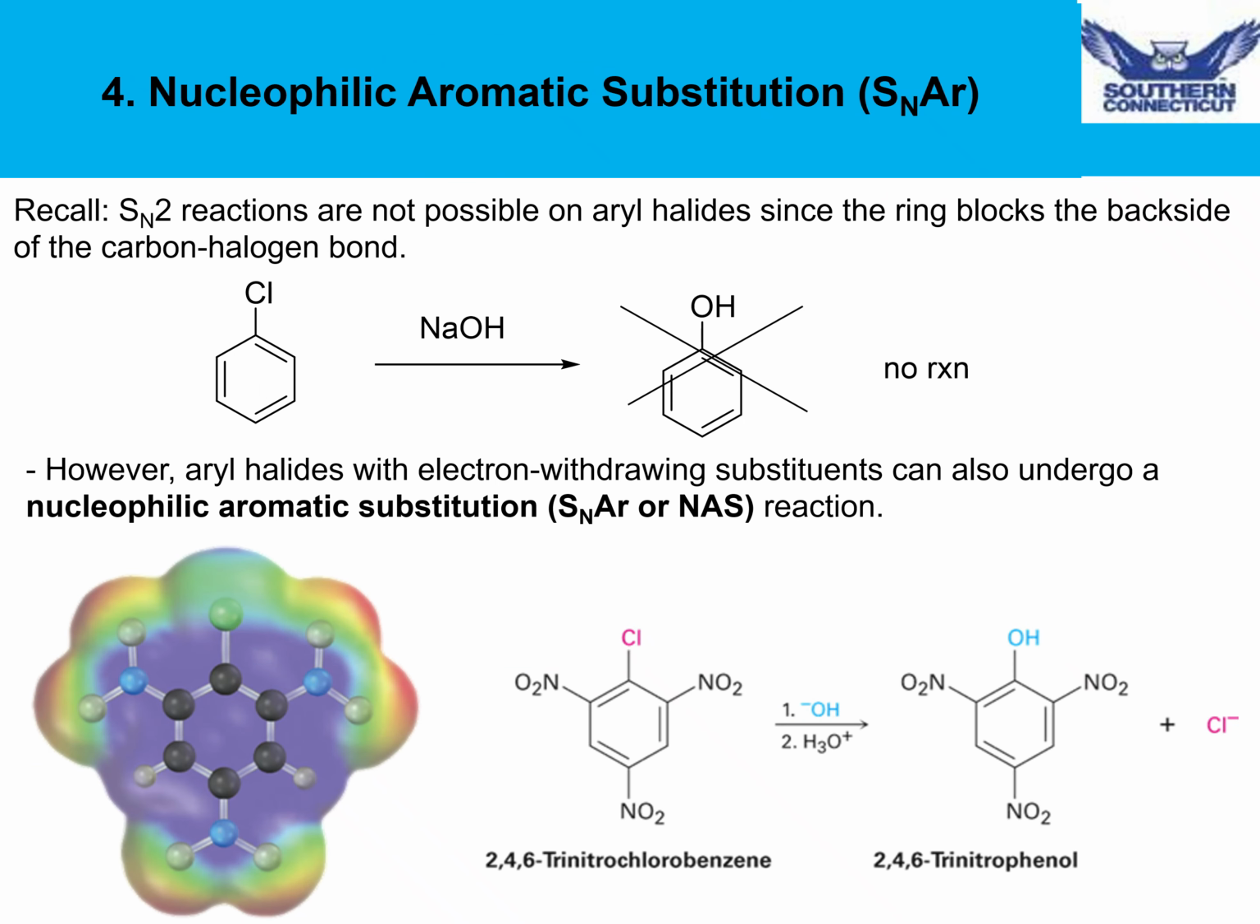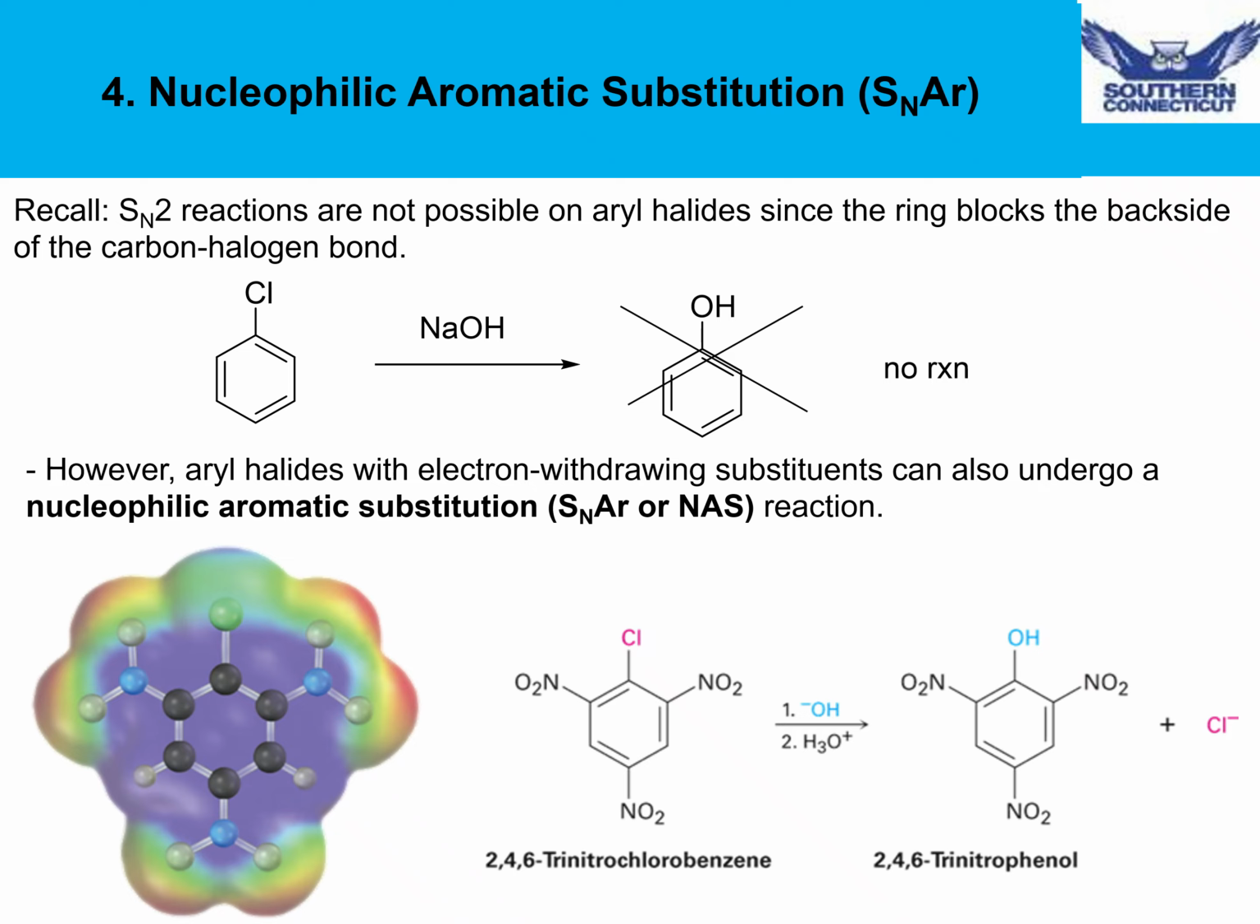Another important reaction involving aromatic rings is called the nucleophilic aromatic substitution reaction. So you might recall from the first part of this chapter that aromatic rings are generally considered nucleophiles and they can react with electrophiles in the electrophilic aromatic substitution reaction. However, under the right conditions, they can also react with nucleophiles.